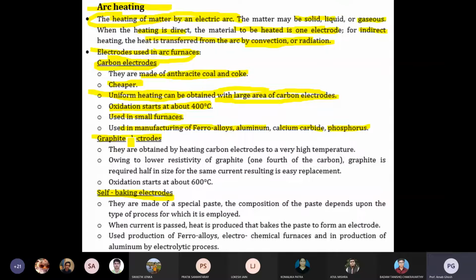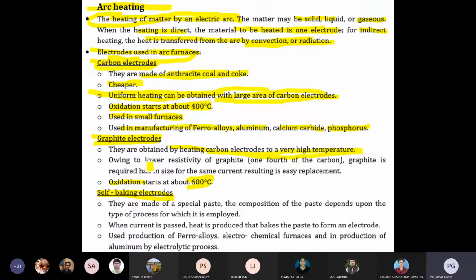Then graphite electrodes will also be there. Graphite electrodes, the first one is the carbon electrodes. Graphite electrodes are obtained by heating carbon electrodes to a very high temperature. Carbon electrodes can take about 400 degrees centigrade, and beyond that it will be oxidized. You can see oxidization in carbon electrodes. For graphite, more than 600 degrees means it goes to oxidization.